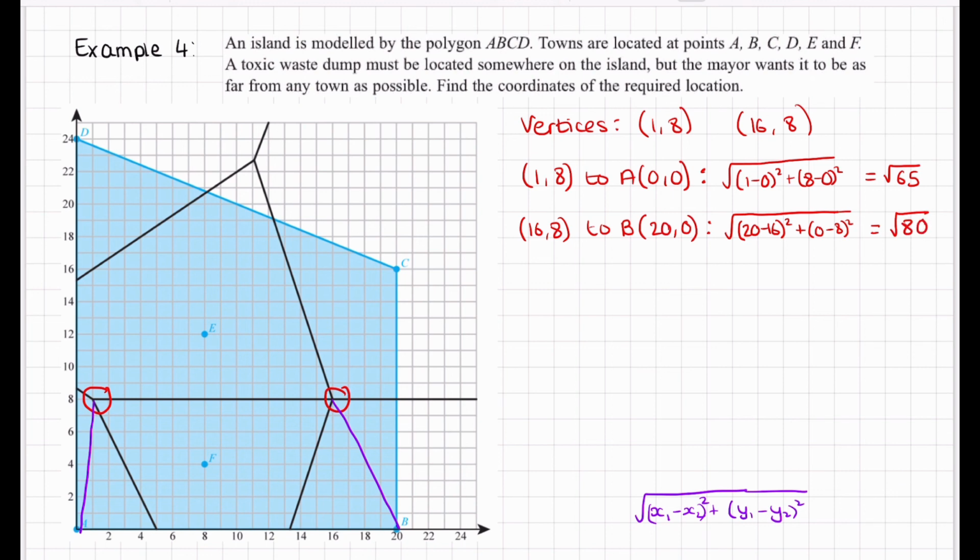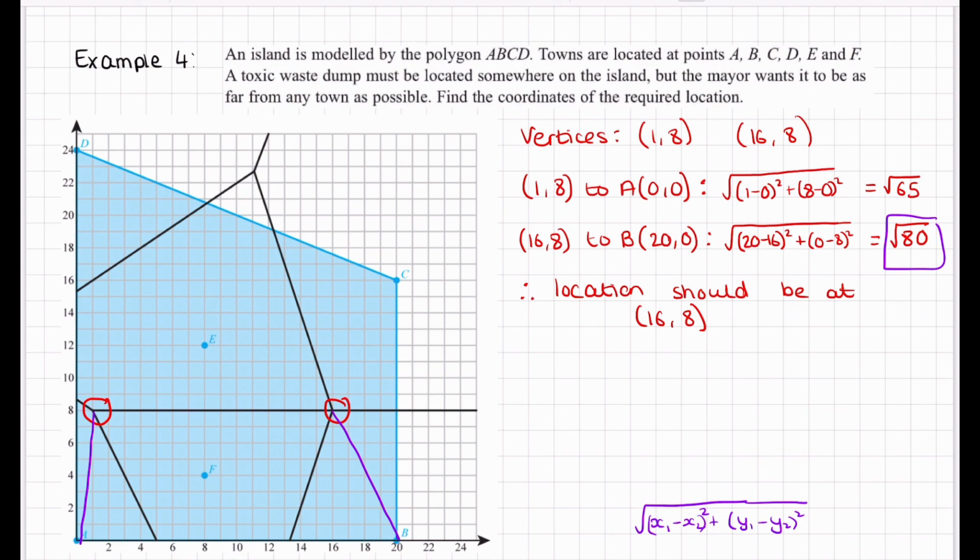Now the biggest distance there will be the square root of 80, therefore the required location for the toxic waste dump would be at (16, 8). And that's Voronoi diagrams.